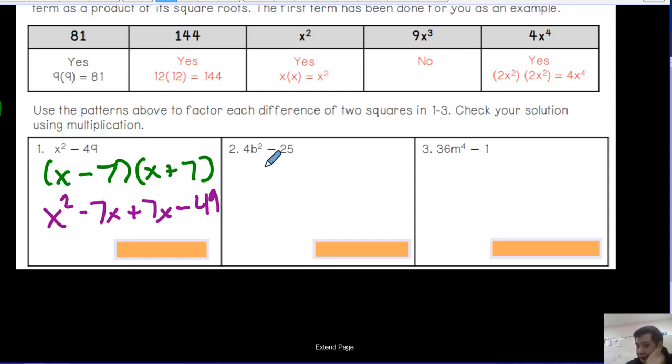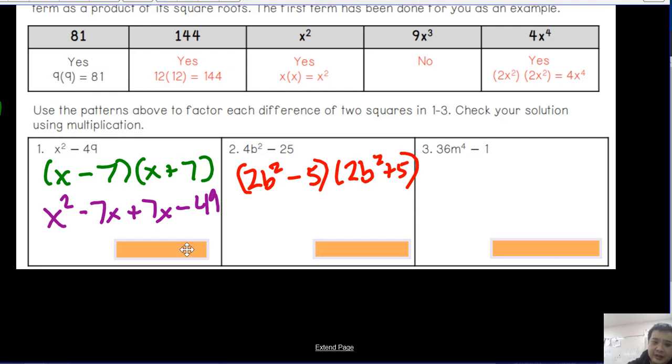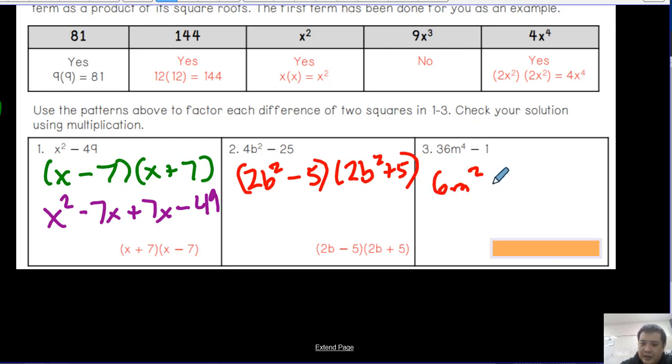Here, this one, the square root of 4b to the fourth is 2b squared. And the square root of 25 is 5, so here we would get 2b squared minus 5 and 2b squared plus 5 as well. Here, number 3, the square root of 36m to the fourth is going to be 6m squared. The square root of 1 is 1, so our answer is going to be 6m squared minus 1 and 6m squared plus 1.